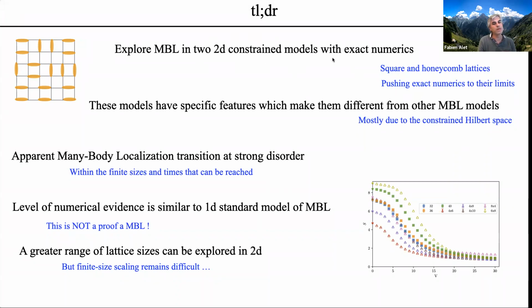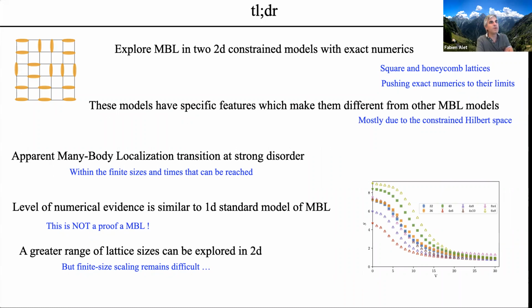And I will try to do that with exact numerics, no approximation, apart from finite size effects. There are specific aspects of these models, which are different from the, let's say, more standard spin or bosonic type of models that very often we try to discuss MBL on. And what we find, the outcome, is that from what we see within the system size and the time scale that we can probe, we see appearance of many body localization.